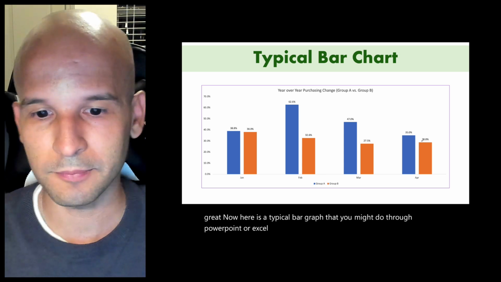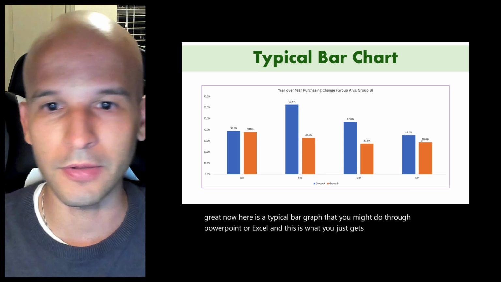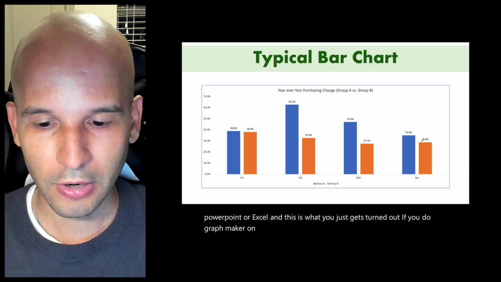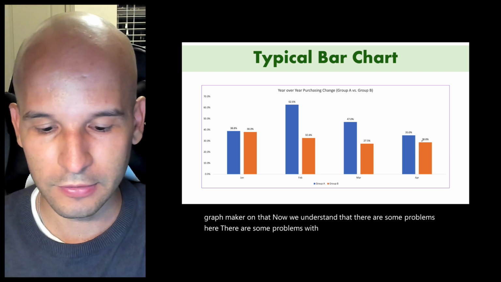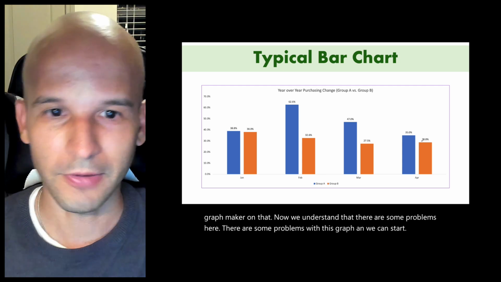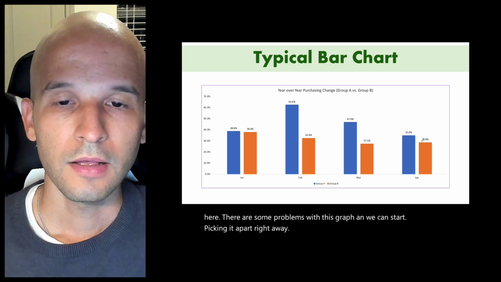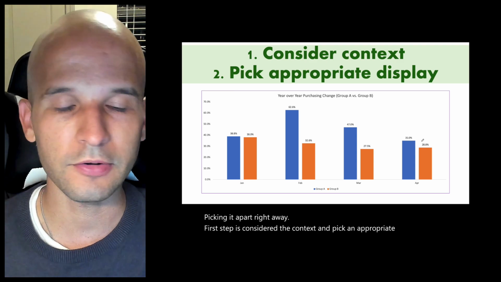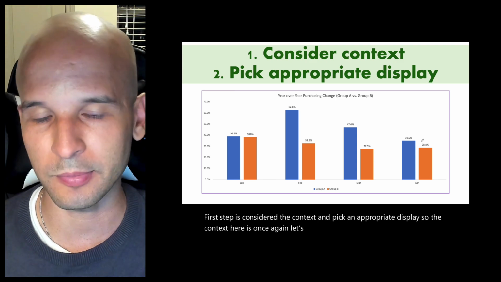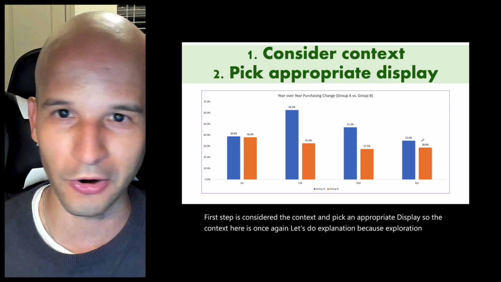is what this gets turned out if you do Graph Maker on that. Now, we understand that there are some problems here. There are some problems with this graph, and we can start picking it apart right away. First step is consider the context and pick an appropriate display. So the context here is, once again, let's do explanation because exploration is easier. So let's do the harder one, explanation.